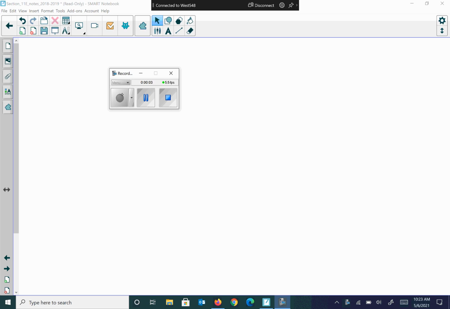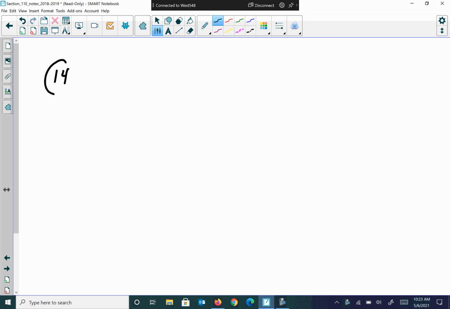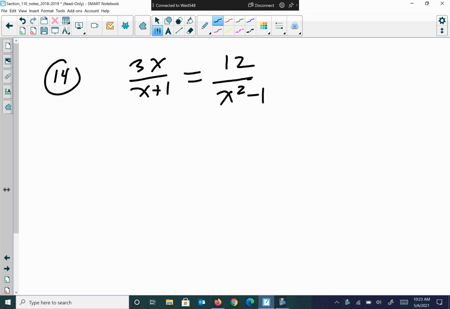11D. I forgot what I gave you, but it was, yes, 14. Number 14, solve the equation, okay. So we got 3x over x plus 1, is that the start of it? Is that right? Is that it, right? Yes.